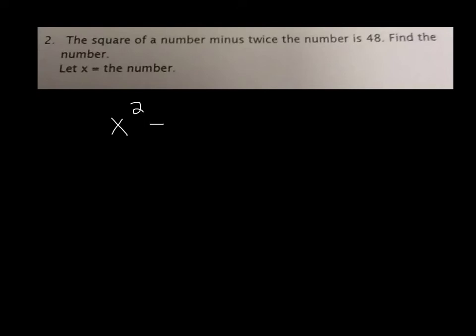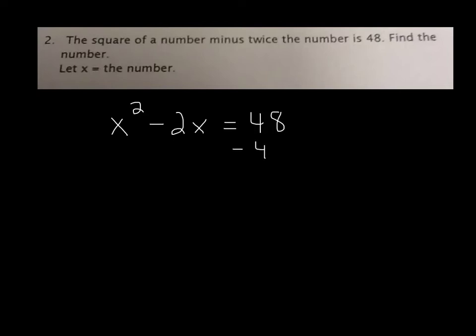Now again, twice doesn't mean squared, it means 2 times it, right? So 2x. So x squared minus 2x is 48, which means equals 48. Okay, so this looks pretty simple. You could factor out the x, but I know that if I bring that 48 over, I'm going to have a little trinomial there, so that's going to work out pretty easy.